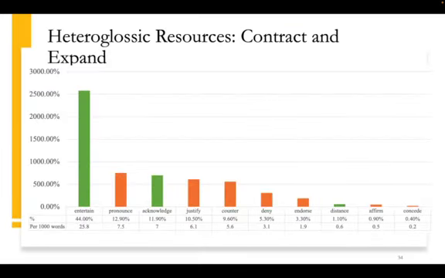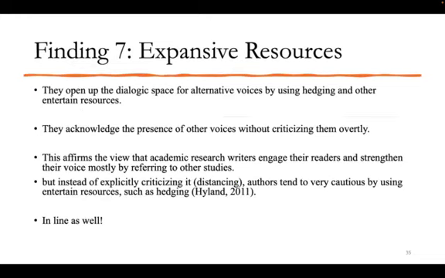Now, again, as we can see in here, contract is used less than expand, so we have a higher percentage of expand resources. So expansive resources, as we said, open up the dialogic space for alternative voices by using hedging and other entertain resources. And authors in applied linguistics do not only entertain other views, they also acknowledge the presence of other views, but they avoid criticizing them overtly, which really goes in line with the view that academic research engage with readers and strengthen their voice, mostly by referring to other studies.